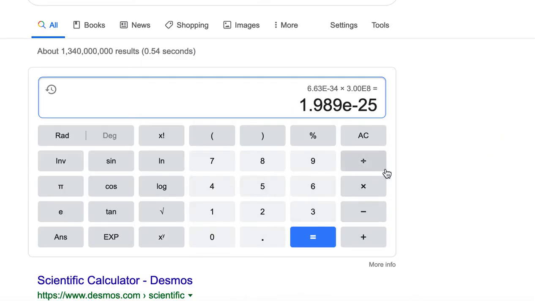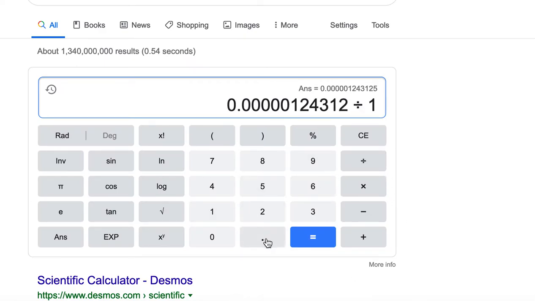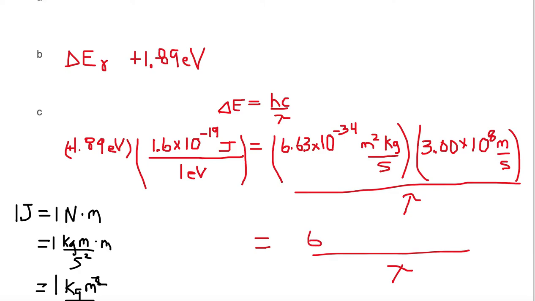So let's go back to it. Divide by 1.6 e minus 19, equal to, we got our value. So we're dividing by this, and we have to also divide by positive 1.89. So now we want to divide by 1.89, and we're left with a value of 6.57, or about 6.58 times 10 to the minus 7th. So let's put that in there, 6.58 times 10 to the minus 11th.